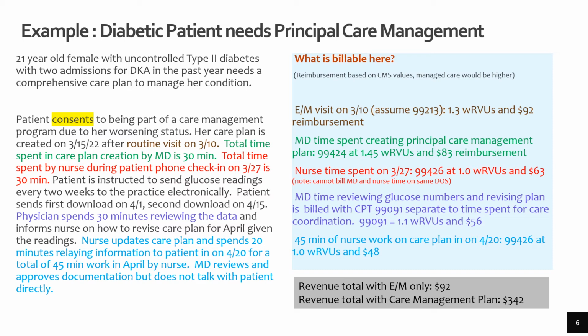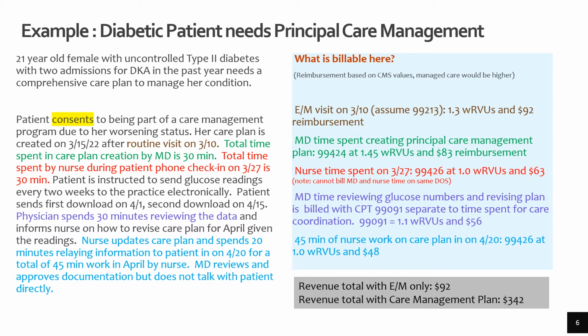Her care plan is created on 3/15 after a routine visit on 3/10. The total time spent in the care plan creation by the physician is 30 minutes. The total time spent by the nurse during a patient phone check-in on 3/27 is 30 minutes. The patient is instructed to send glucose readings every 2 weeks to the practice electronically. The patient sends the first download on April 1st, the second on April 15th.